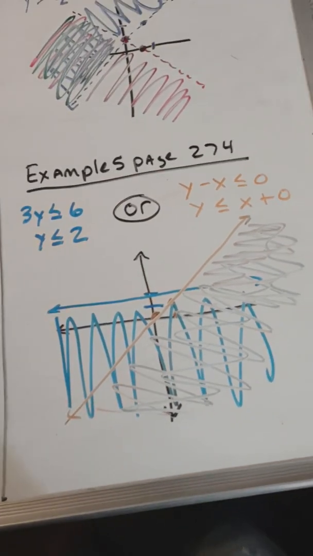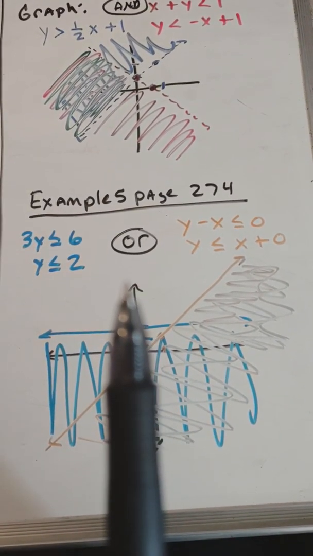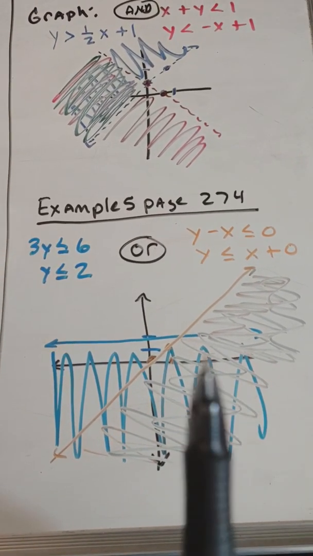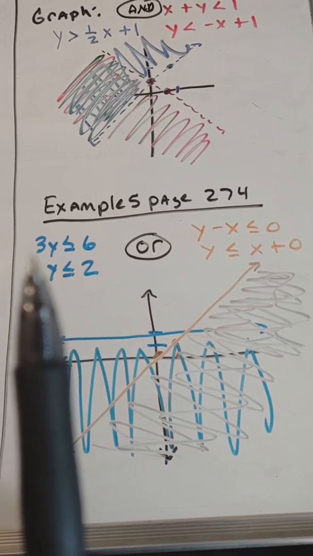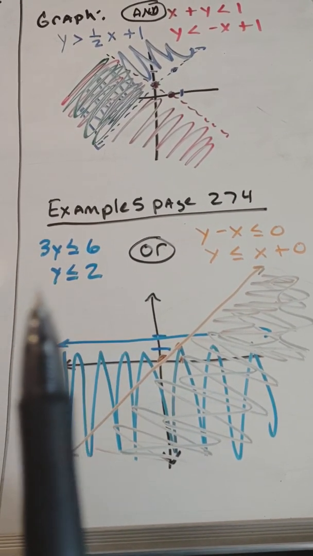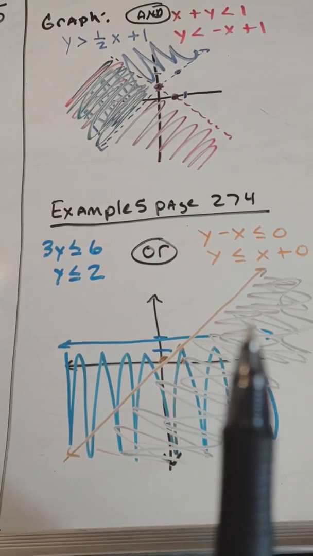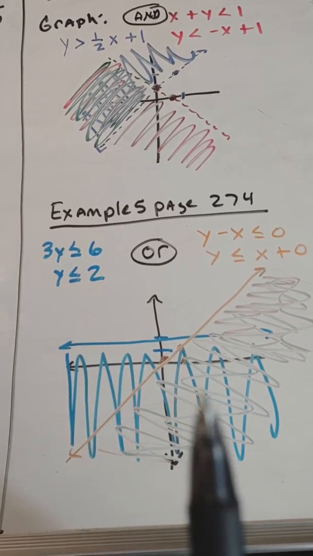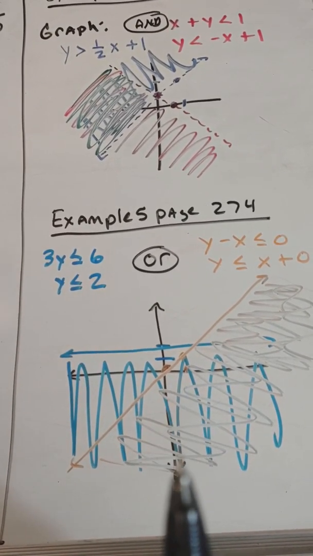There's another system of inequalities with the word or. Now remember, the word or means all possible values, just don't repeat any. So here we have 3y less than or equal to 6. Divide both sides by 3, we get y is less than or equal to 2, which is a horizontal, solid line. So here's our horizontal solid line at 2, and it's shading everything below it, because we want all the y's less than the line, which are below.